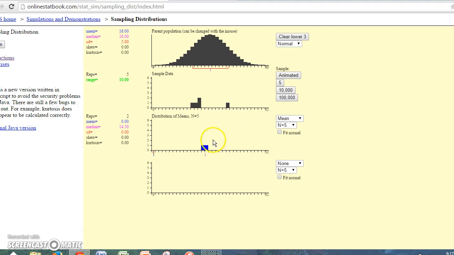And what you're going to see is that the distribution of the means, aka the sampling distribution, is going to be normally distributed. Notice that it's centered at the same value that the population is at, 16, right? It's at 15.99. And notice that the standard deviation is just a little bit smaller, right? That's coming from the standard deviation divided by the square root of the sample size. So in this case, the sample size is 5.